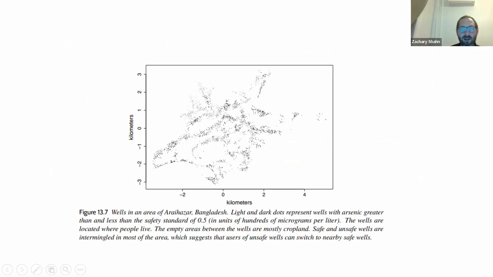Here's a map of the data. The dark points are unsafe wells, and I think the light points are safe wells. Usually if you had an unsafe well, you're not too far from some place that had a safe well. Like they're all interspersed, they're all mixed together. It's not like there's a broad swath that would be unsafe.